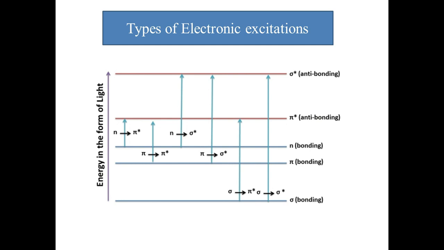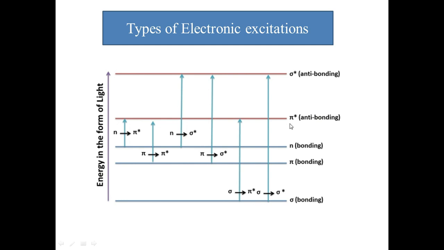Here the energy is in the form of light. If the molecule vibrates in the ground state, when the atoms or molecules receive the UV radiation, suddenly the electron goes from ground state to excited state, I mean from bonding orbital to anti-bonding orbital. Here there are sigma star, pi star and n pi star transitions. Here there is sigma bonding, pi bonding and non-bonding, and another one is anti-bonding.